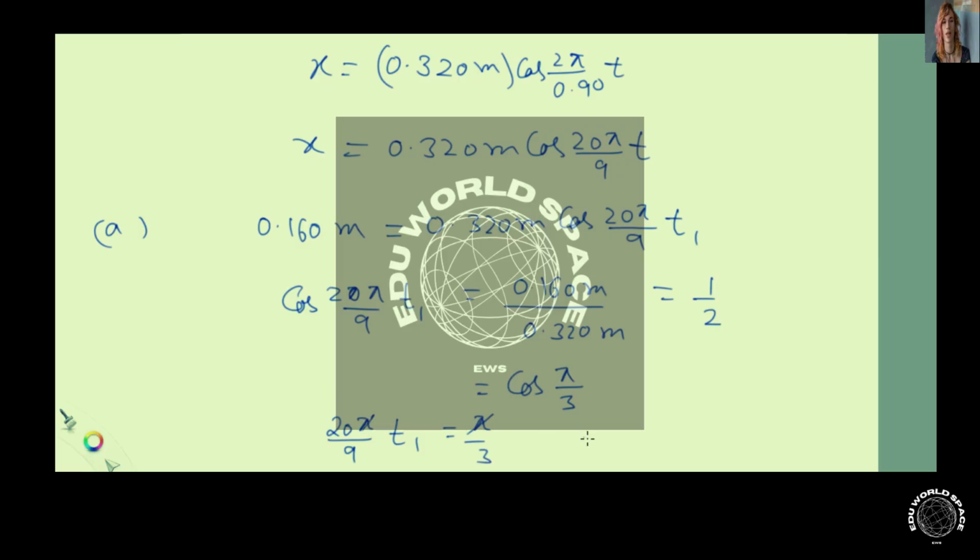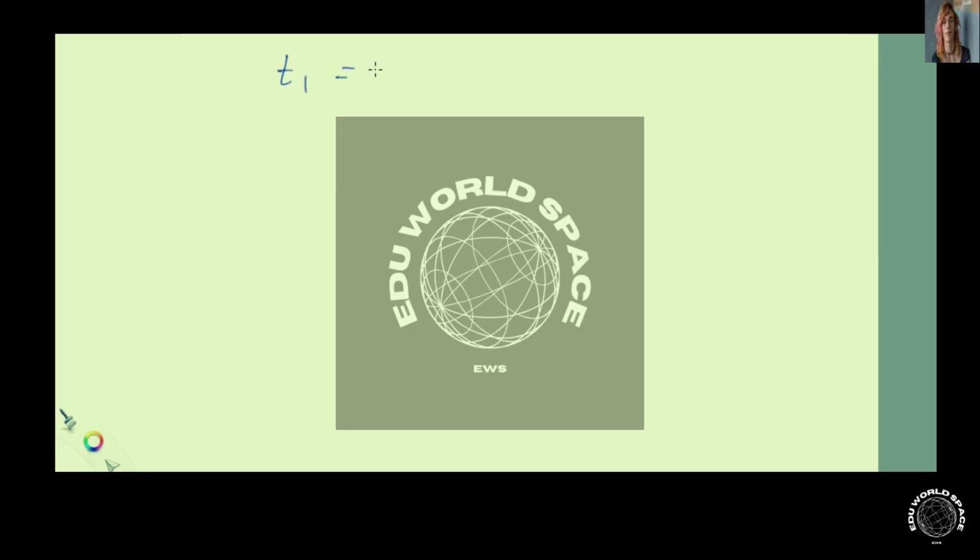So cancelling pi, the time taken by the particle to come back from 0.320 meter to 0.160 meter will be given by 1 by 3 into 9 by 20. Here the 3s cancel, and this is in seconds. So this time t1 comes out to be 3 by 20 seconds, or we can say 0.15 seconds. So the particle will take 0.15 seconds to come back from the position 0.320 meter to 0.160 meter, and this is the answer for the first part of the problem.